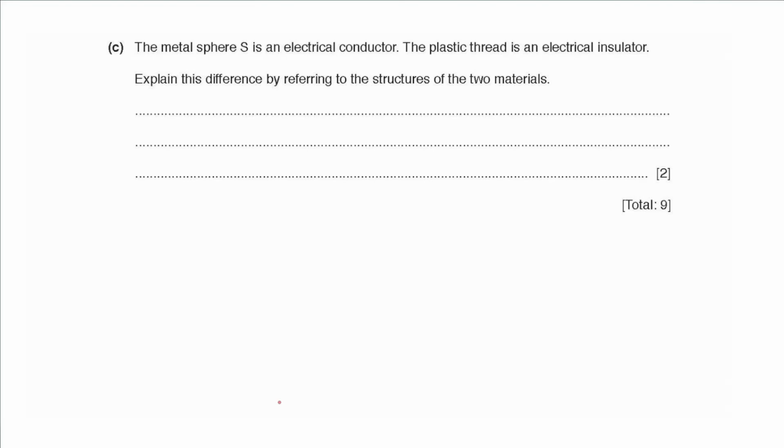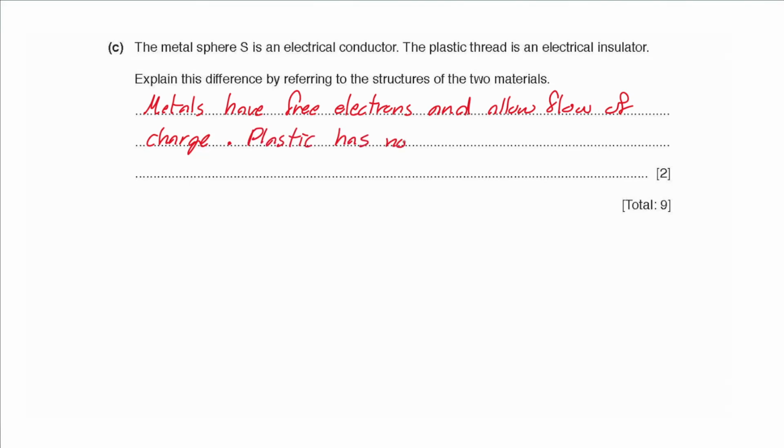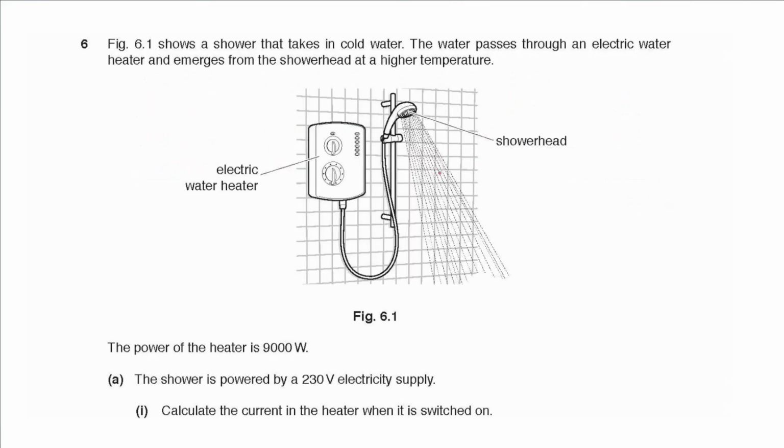The plastic thread is an electrical insulator. Explain this difference by referring to the structures of the two materials. We say that metals have free electrons and allow flow of charge. And then we say plastic has no free electrons and does not allow flow of charge because the electrons are held in their atoms. Question 6 says figure 6.1 shows a shower that takes in cold water.